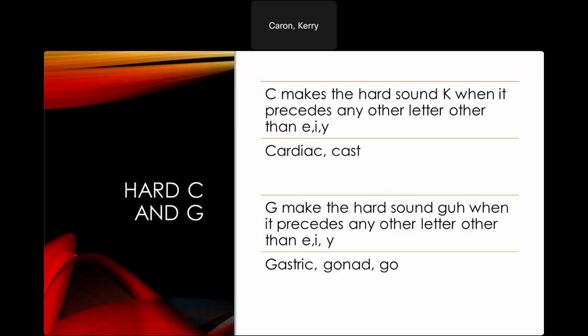C makes a hard K sound when it precedes anything other than E, I, and Y, and the same goes for G. So we say cardiac, pronounced like a K. We say cast, not sast. And the G does the same thing. We say gastric, not jastric, right? No J. We make it a hard sound. Gonad and go.